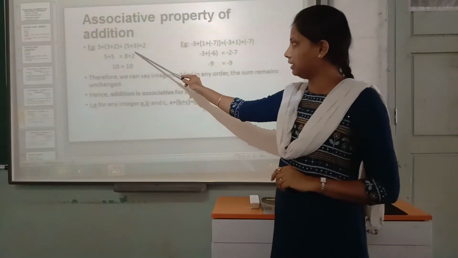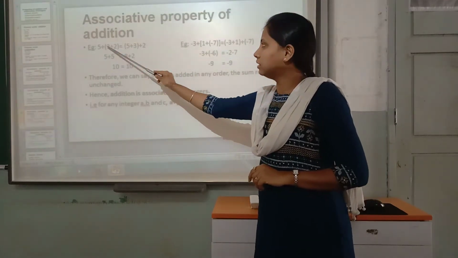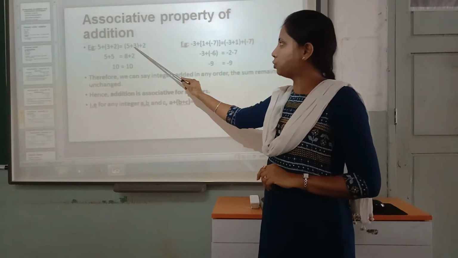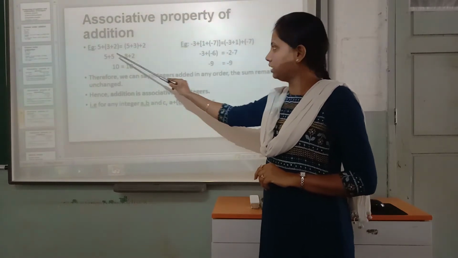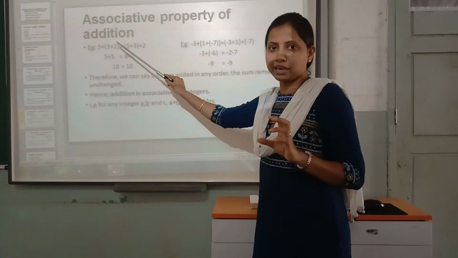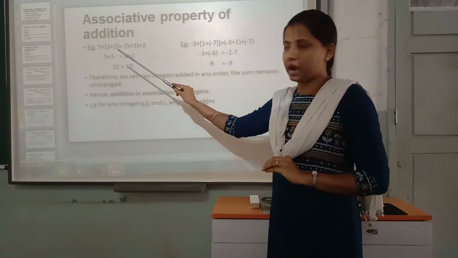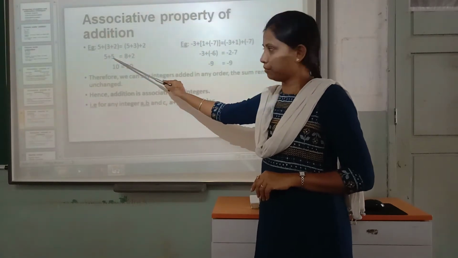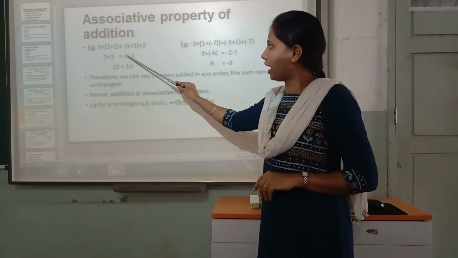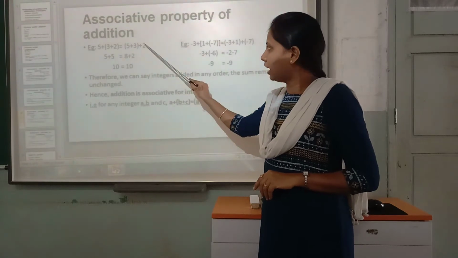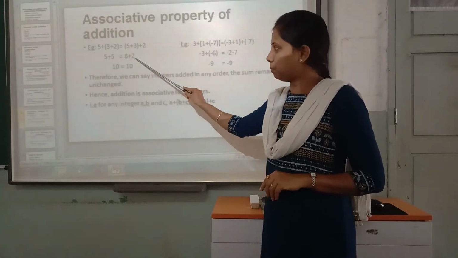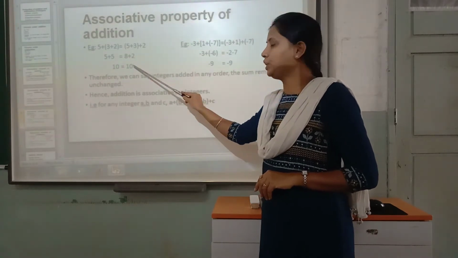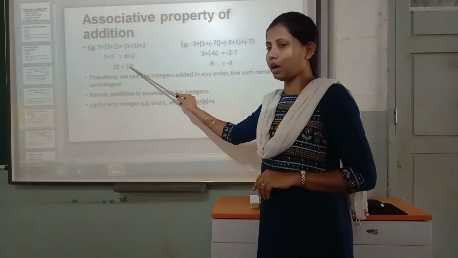You group them in any order and add, the sum remains unchanged. For example, you can see here 5 plus (3 plus 2) is equal to (5 plus 3) plus 2. Now you first add the bracket one, what we have grouped. So 5 remains as it is, 3 plus 2 is 5. And here 5 plus 3 we have to add first, 5 plus 3 is 8, and then the third integer remains as it is, plus 2. So 5 plus 5 is 10, and here 8 plus 2 is also 10. So you can see both are equal.